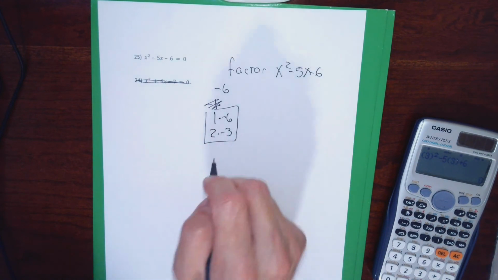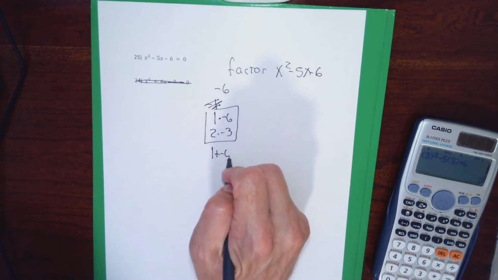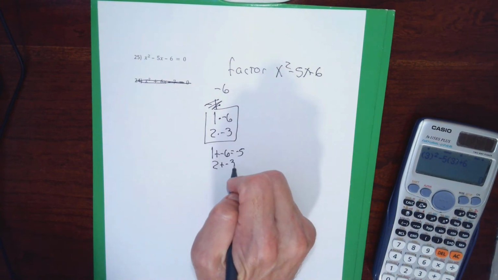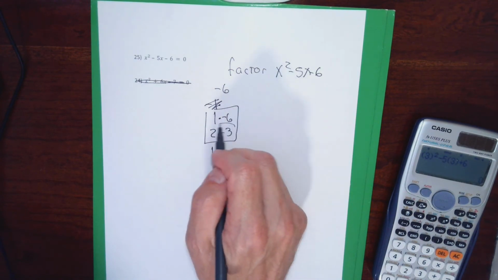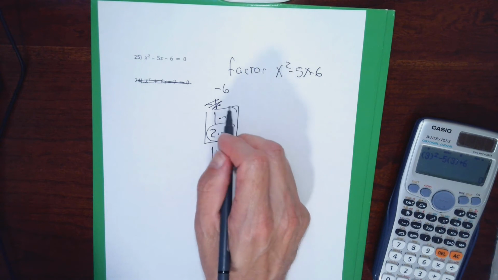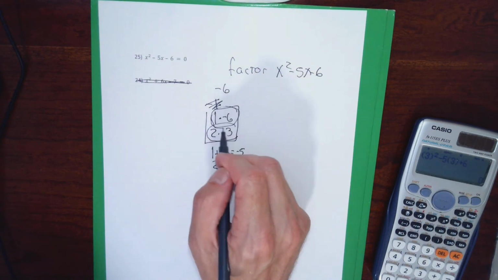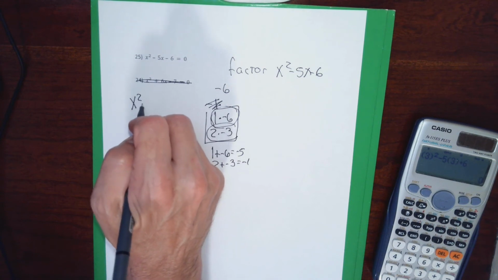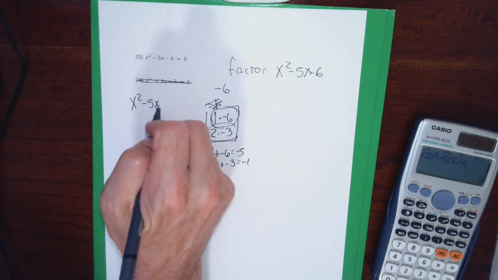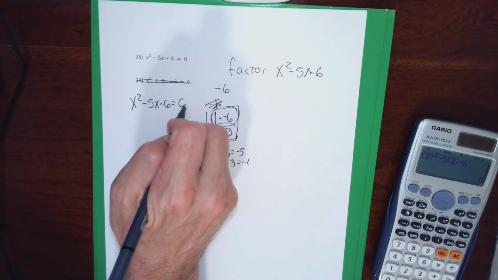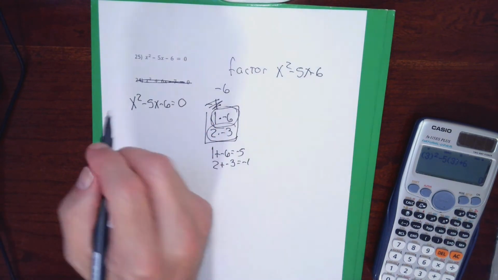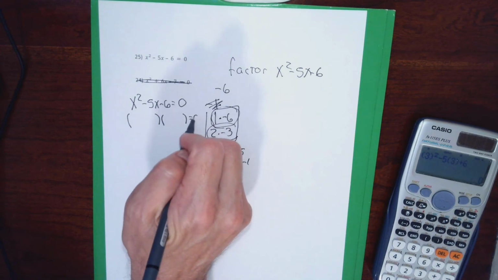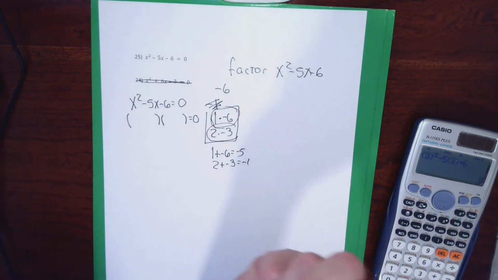Now I'm going to add those. 1 plus negative 6 equals negative 5. 2 plus negative 3 equals negative 1. The pair I'm going to need are the 1 and the negative 6. So for 25, that starts off with x squared minus 5x minus 6 equal to 0. Has the 0 that I want, doesn't have the factoring that I want. I'm going to sight factor because there's not a number in front of the x squared. I don't need to group.